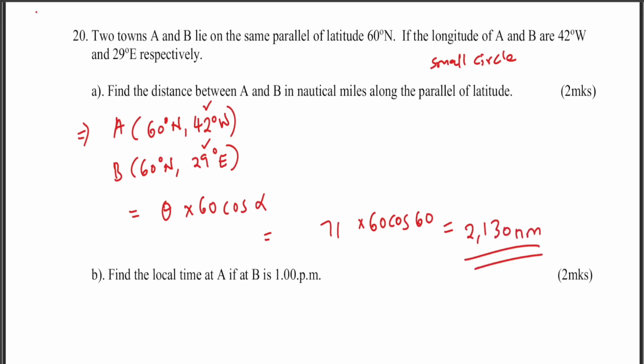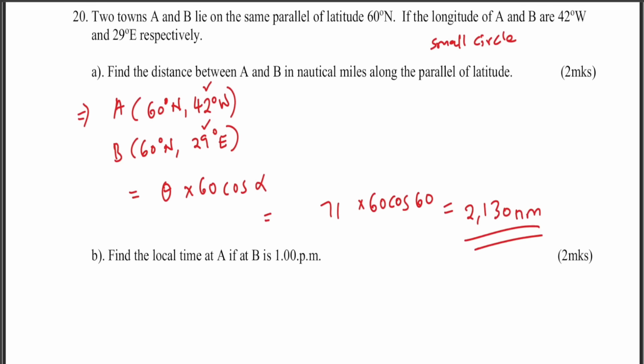So find the local time at A if at B is 1 p.m. Now remember that the local time is found using the longitudes. So let's just write the longitudes. The longitude for A is 42 degrees, because this one is the one affecting time, and B is 29 degrees east. If B is 1 p.m., it means that A is behind the time of B, so its time will decrease.